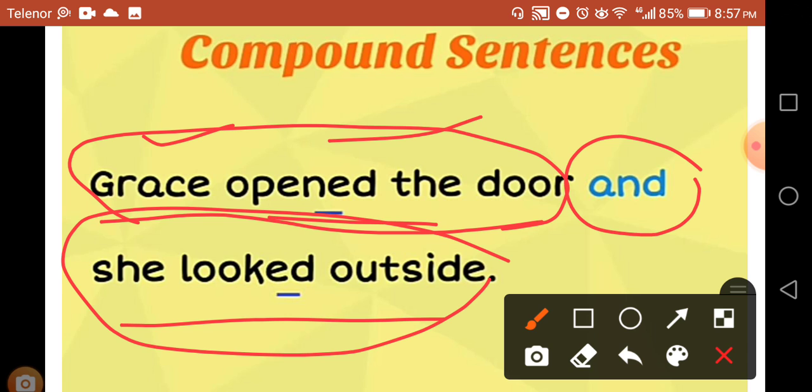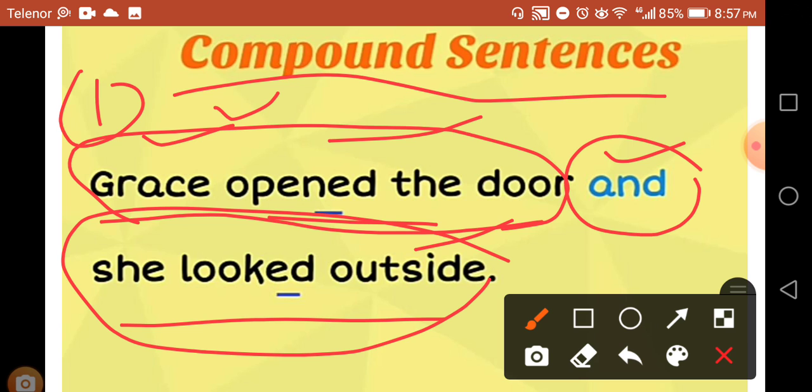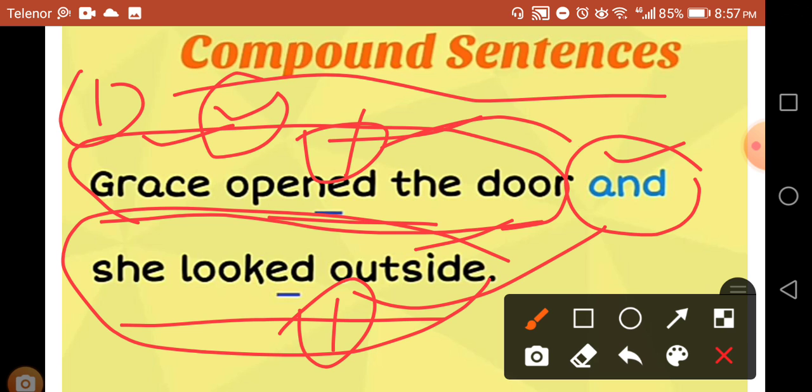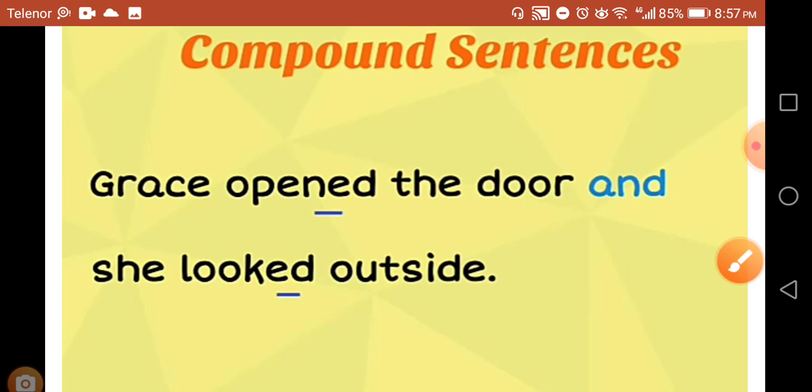So when these two clauses have a connector, which is a coordinating conjunction, and this connector joins the two clauses to make one sentence, we call it a compound sentence. As you know, compound means a combination of two things. The first one is here and the next one is here, and both are combined with the coordinating conjunction. So that's why we call it a compound sentence.